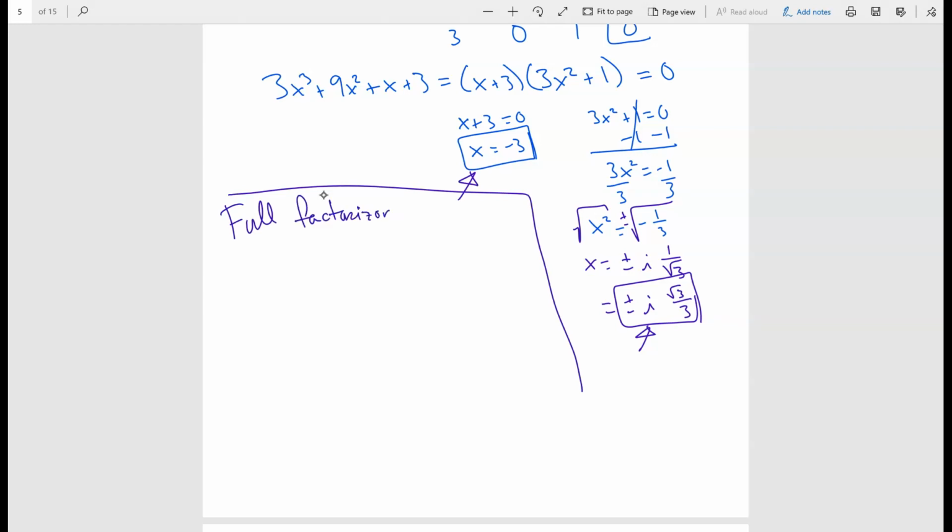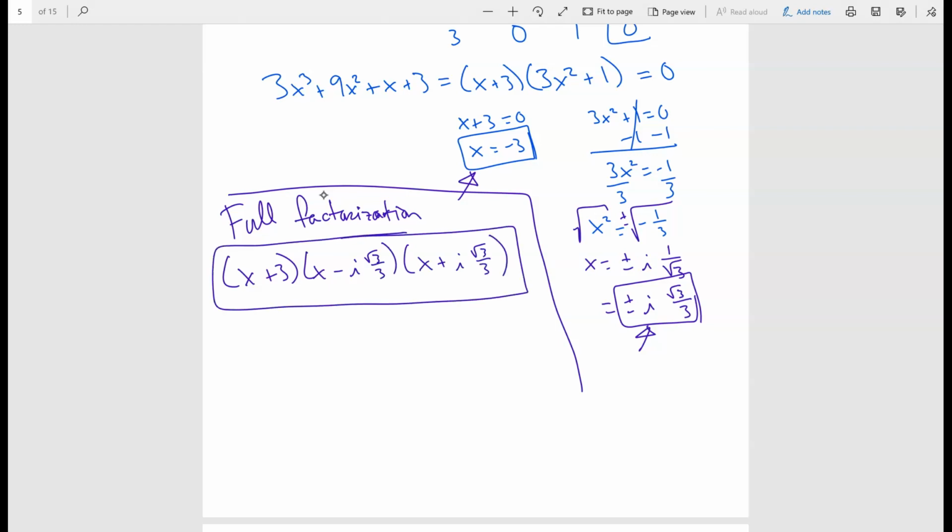then the way that you would write it would be this: x plus 3, and you'll have this x minus i square root of 3 over 3 times x plus i square root of 3 over 3. So this guy, if I were to FOIL all of this out, you would actually get this guy back.